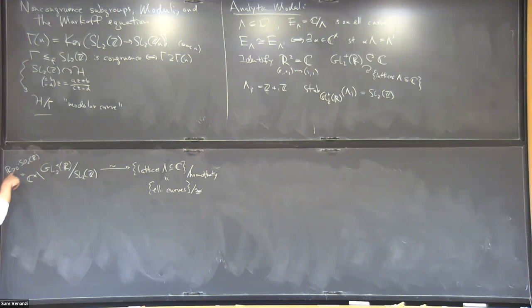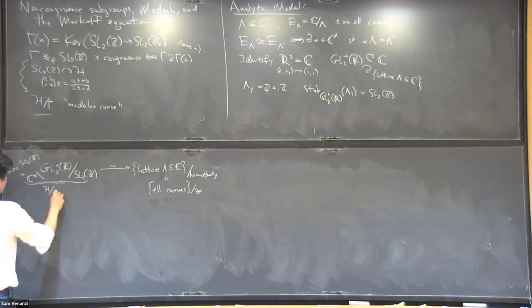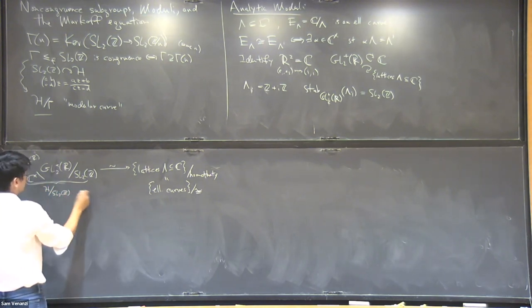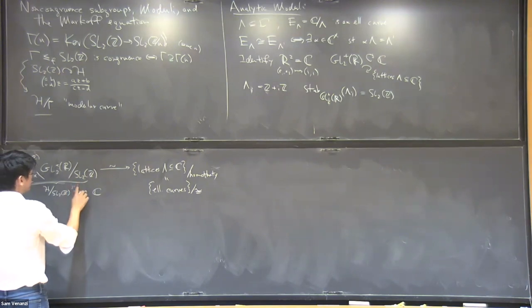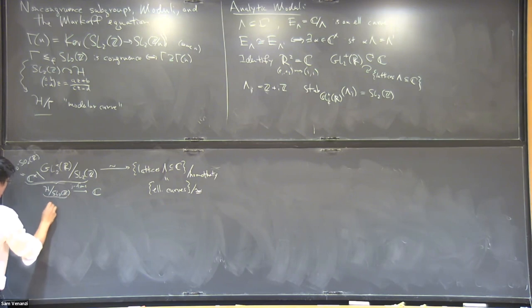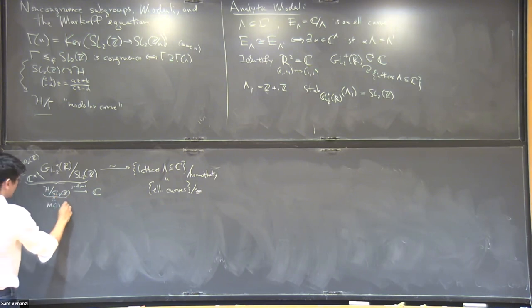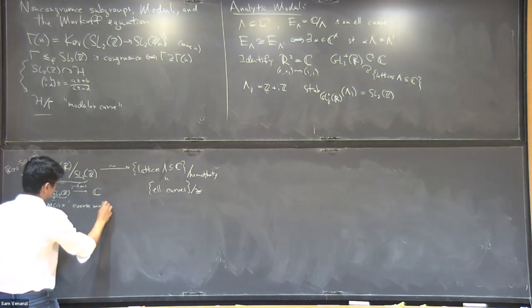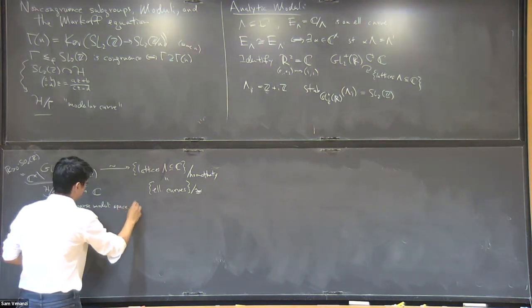So viewing C cross as really being identified as the subgroup of scalar matrices with SO2R, you can see that this part is just the upper half plane, and this whole thing is really just the upper half plane modulo the action of SL2Z. And this quotient is isomorphic to C, the isomorphism given by the j function, a holomorphic function on the upper half plane which is invariant under the action of SL2Z. And this thing we'll also give another name: we'll call it M1, the coarse moduli space of elliptic curves.